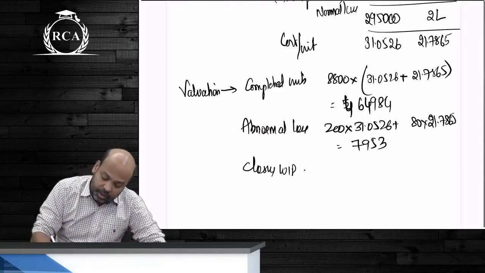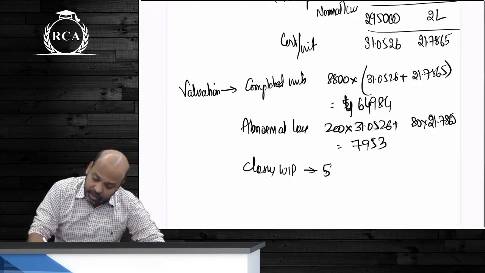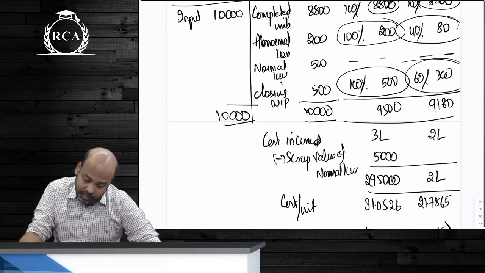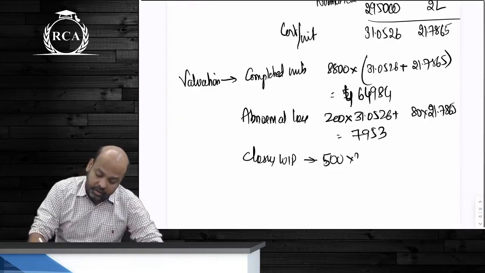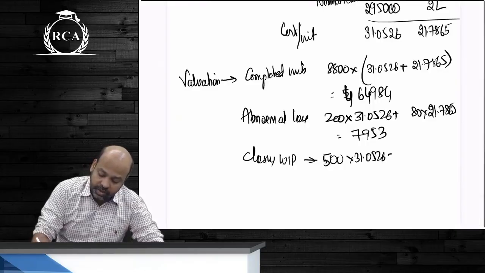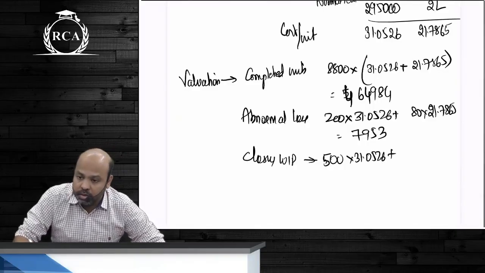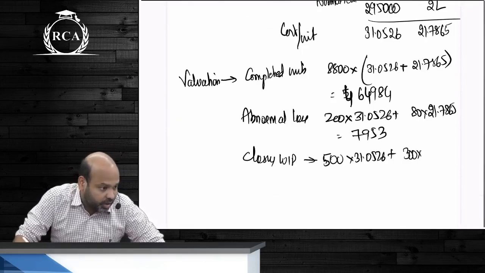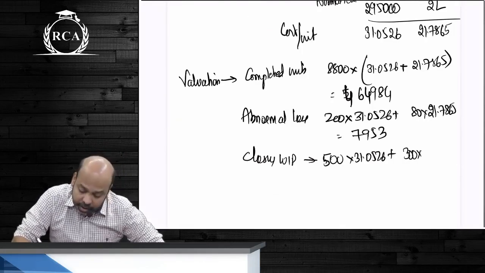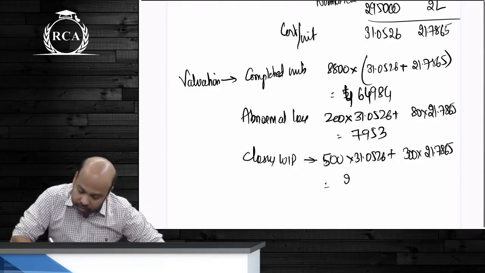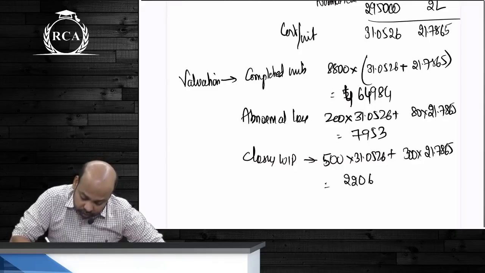Closing work in progress बेटा would be 500 units. 500 है ना, वो बार बार भूल जा रहा हूँ यार मैं. हाँ, 500 into 31.0526 plus labor and overheads के लिए क्या लिखूँ? 300 units. 60% of those 500 multiplied by 21.7865. 063.